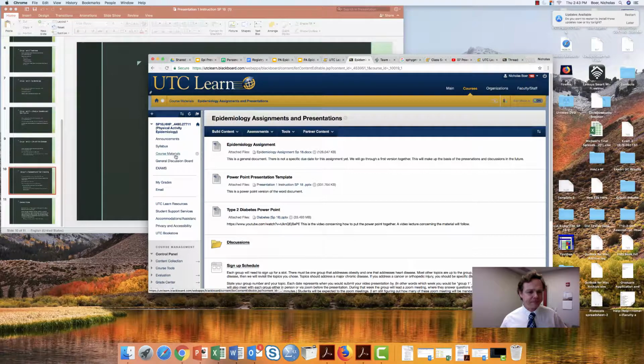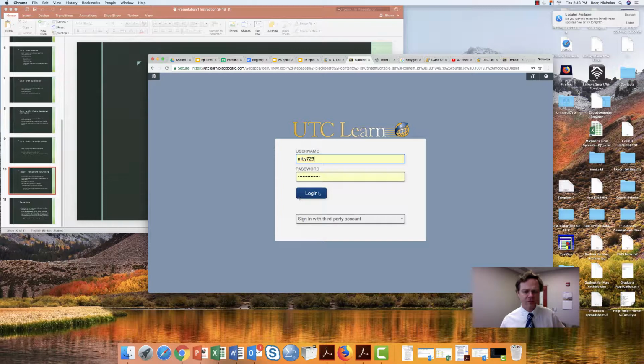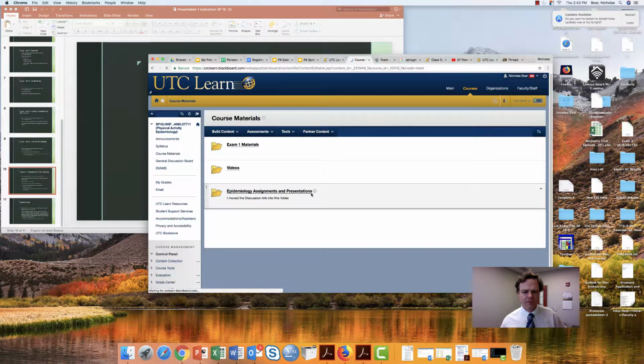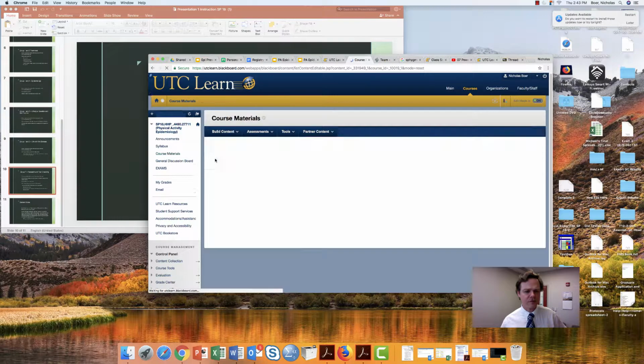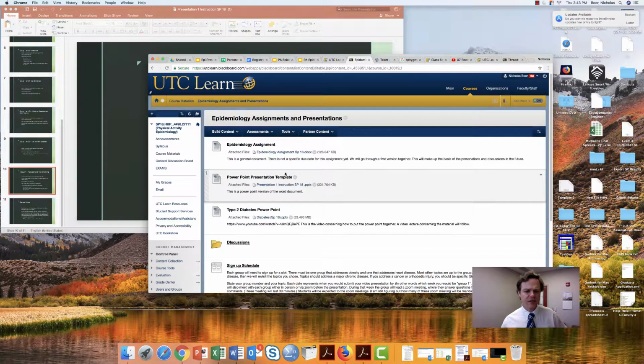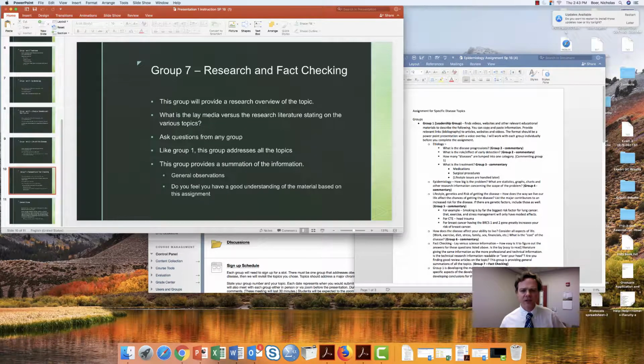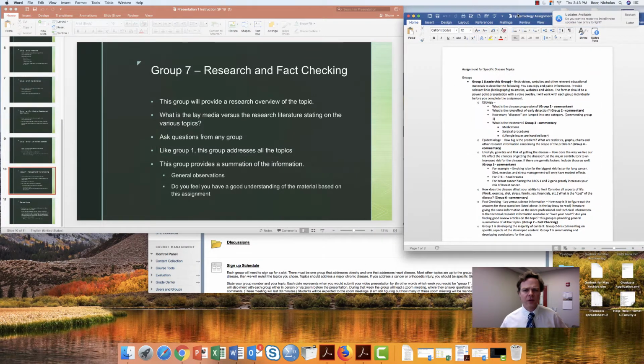Okay, some of the different documents. We have the course materials. Most of the things are here. You can look at the Word document, or you could look at the PowerPoint presentation. They should be kind of mirror images of each other. So let me go through some of this stuff.